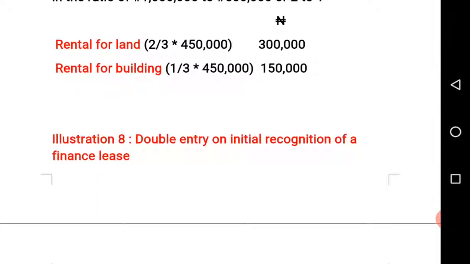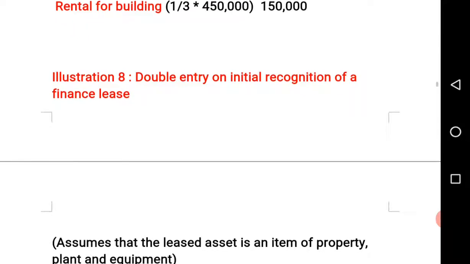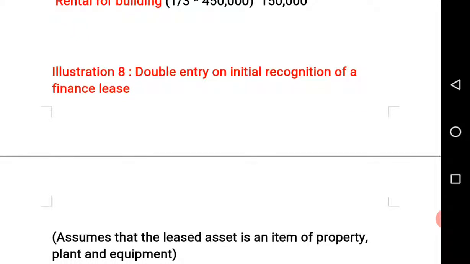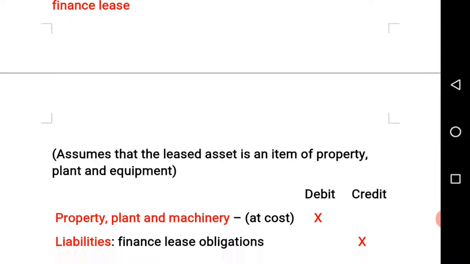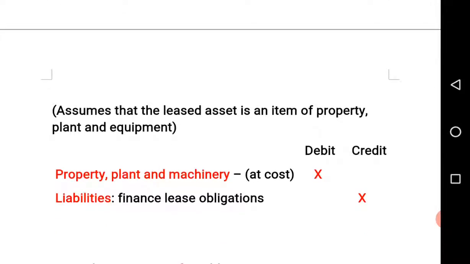Now we move over to illustration 8. This will be fast, the double entry on initial recognition of finance lease. Now we are assuming that the asset we are going to lease is property, plant and equipment, PPE. So you debit the PPE, you credit liabilities. You're debiting PPE, assets is increasing, and the liabilities.